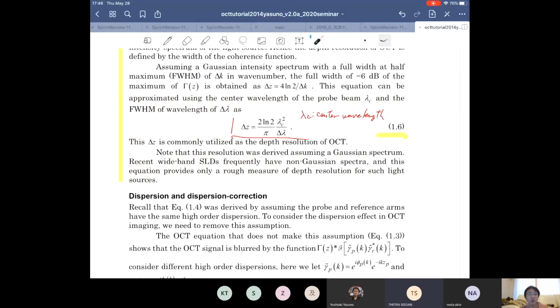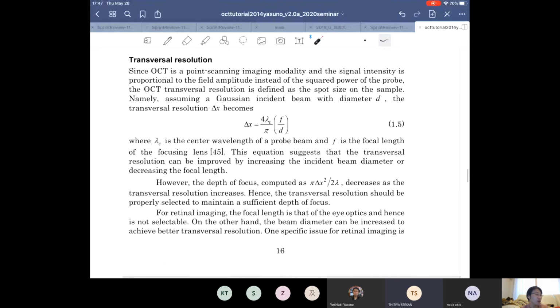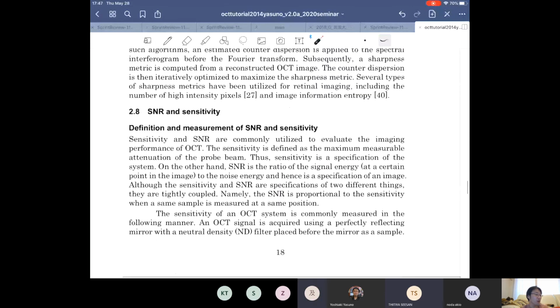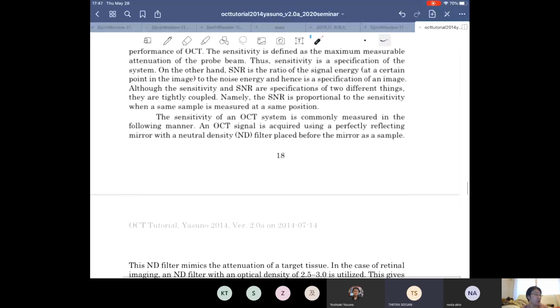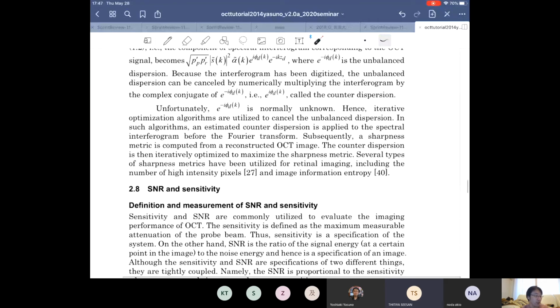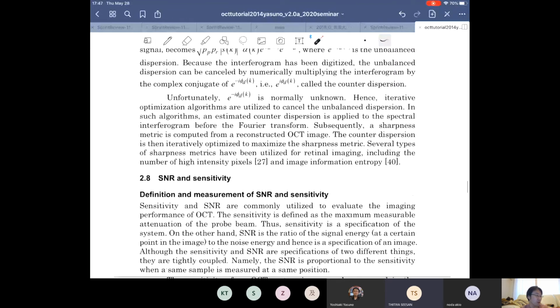The 2.7, Noda-kun's part, is transversal resolution and depth resolution, right? And the dispersion correction is Oikawa. And SNR sensitivity is Dongwu. Actually, section 2.7 and 2.8 are two of the most difficult and important sections. They and the previous theory sections are the core part of this textbook.